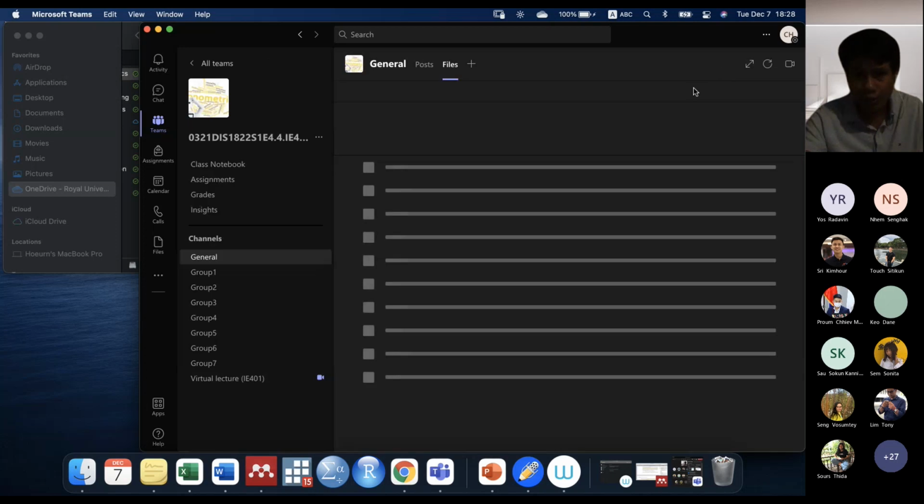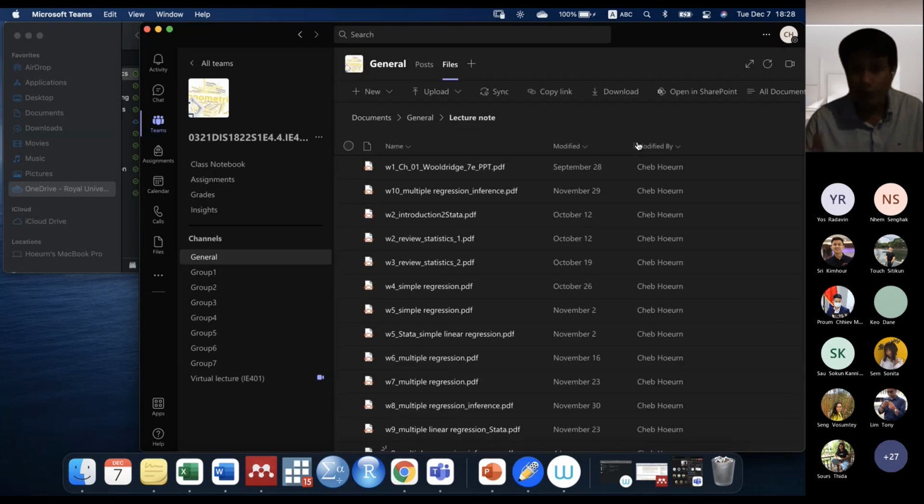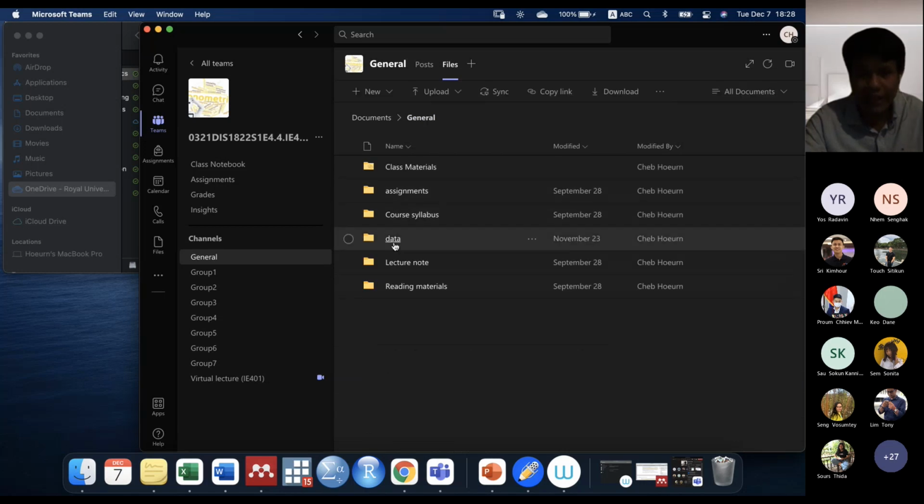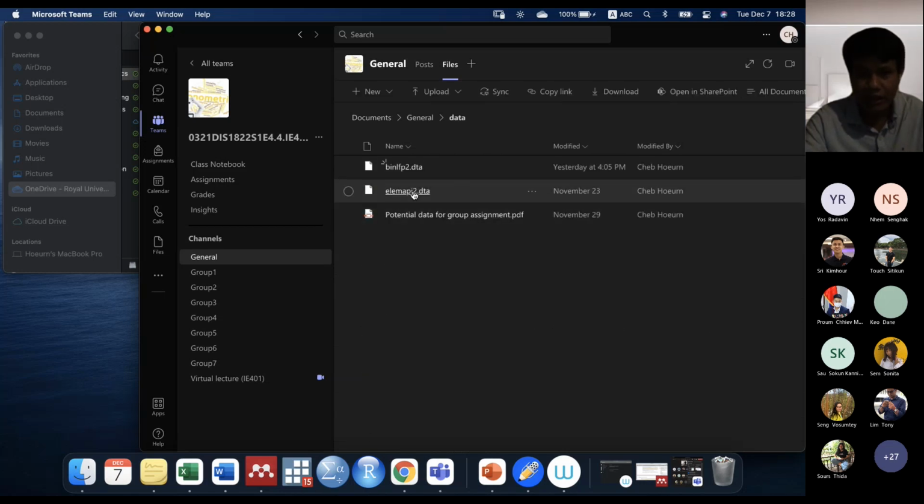And also, for those of you who cannot load the data online, you can download the data from today's hands-on exercise in the data folder. We use this data, IE401 2, for the hands-on exercise. For those who cannot load data from the internet, download this data and the file. We start the data application in a minute.